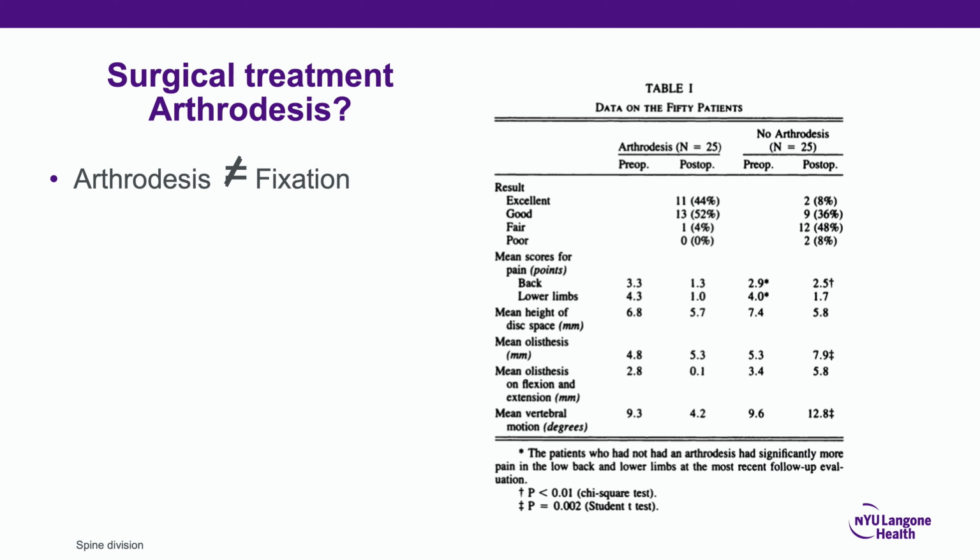This is a prospective study for degenerative spondy by Dr. Herkowitz in 1991 in the JBJS. He showed posterolateral or intertransverse process arthrodesis for degenerative spondy, a total of 50 patients. He showed excellent results in the arthrodesis group, less back pain, which was statistically significant, and better mean vertebral motion.